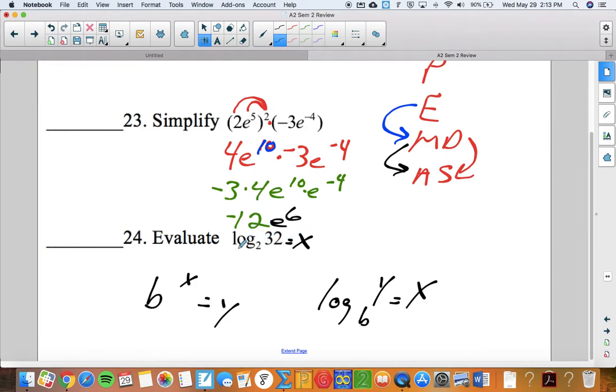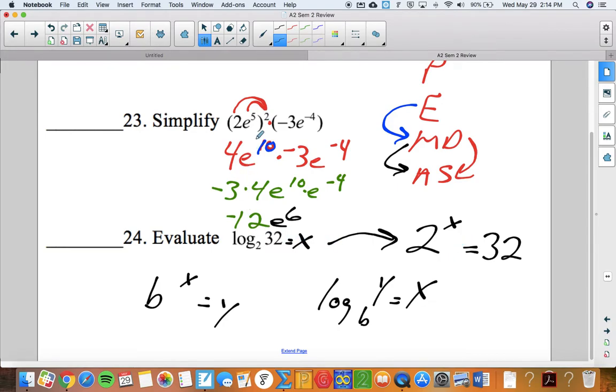Now this is in log form. Now convert that to exponential form. So the base is 2. The power is over here. That's x. And the answer is the number right next to the base in log form. So it's 32. So you could guess and check this. Or maybe you know the powers of 2.